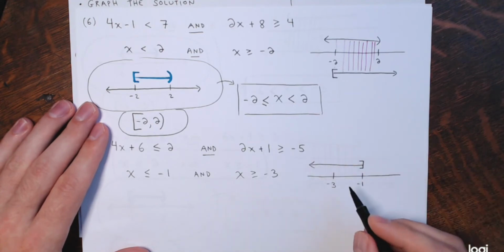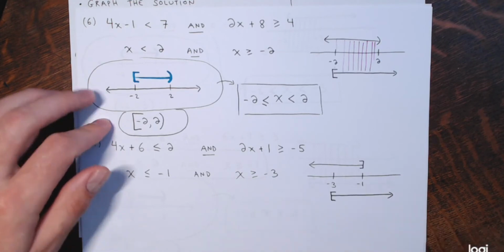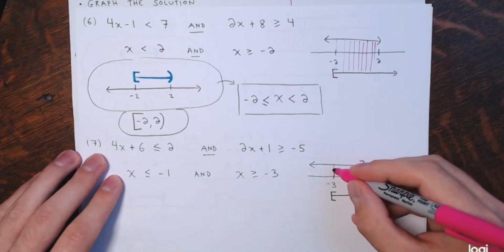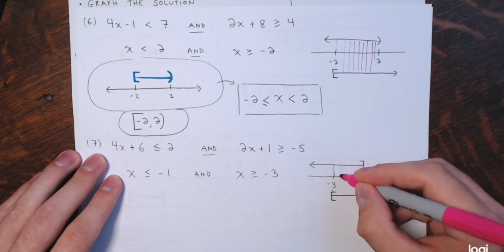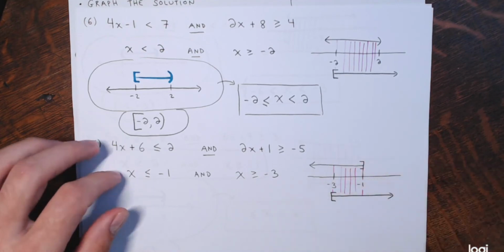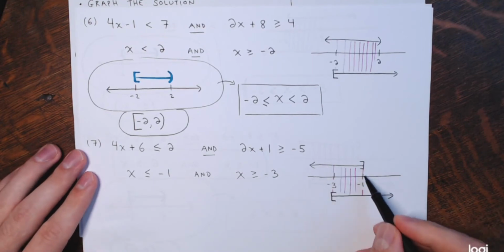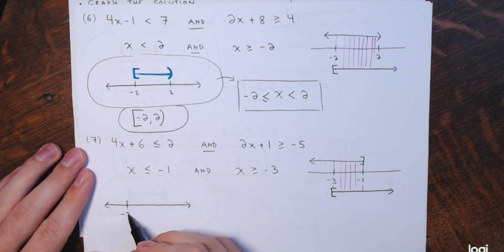Greater than or equal to -3 would be this picture. And you can hopefully see the overlap, right? The numbers that satisfy both. -3 is on both graphs. -1 is on both graphs. And everything in between is also on both graphs. So everything from -3 to -1 belongs on the graph of the solutions of this compound inequality.